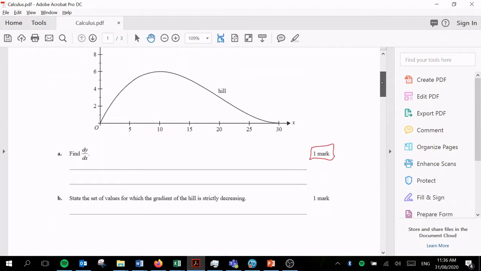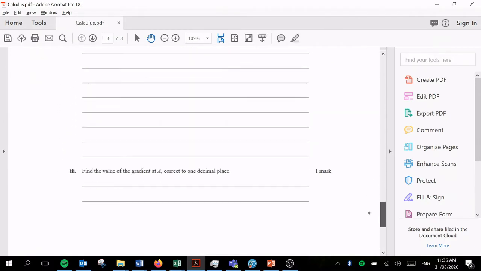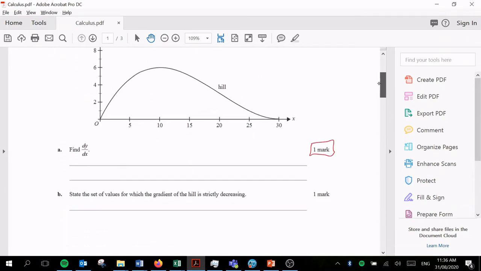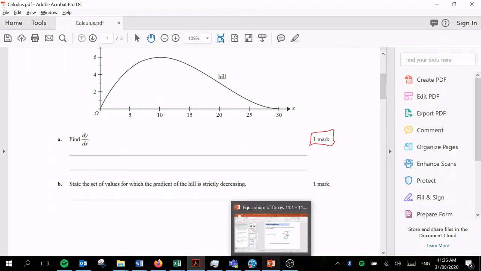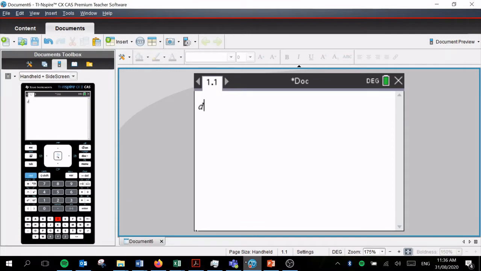One thing that's also worth noting, this is a long question. We've got A, B, C, D, and E is split into 3 separate parts. So because it's so long, we're probably going to end up using these functions again and again and again. So I'm going to start off by using my CAS calculator to define my function. So I'll type define, or I can use the command, and I'm going to say define hill, which is a function of x, is equal to, and then I'll type in my equation.